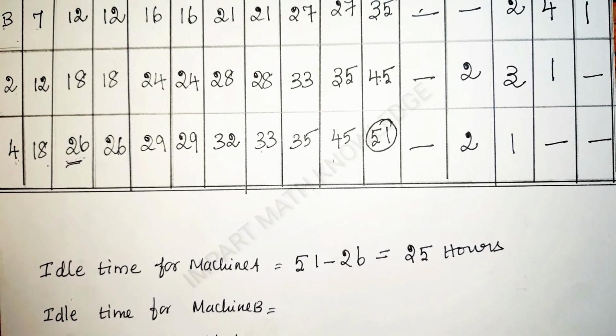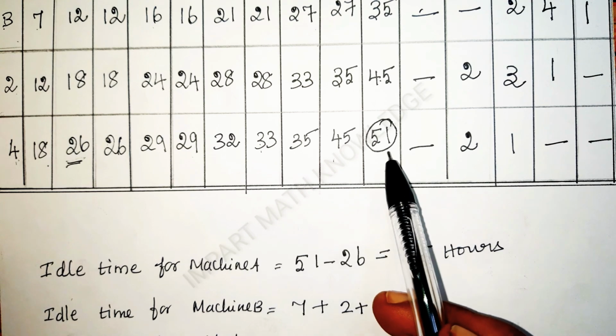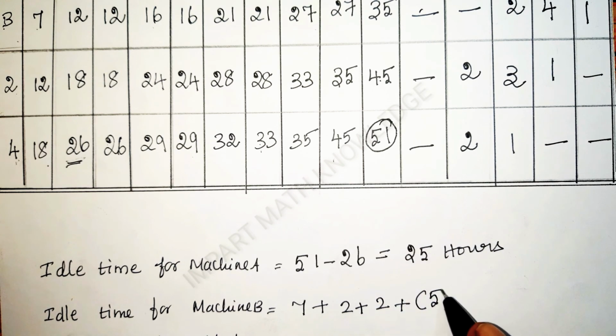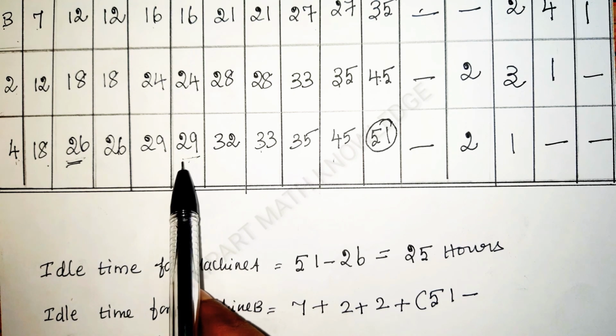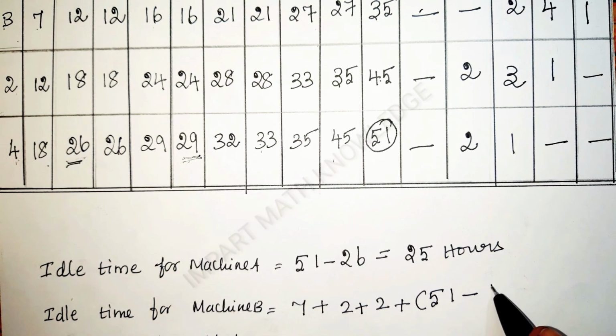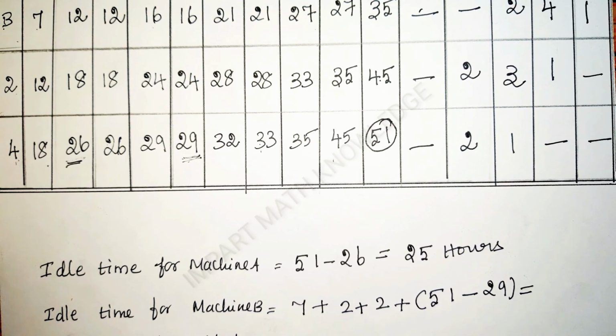Now the idle time for machine B is 7 plus 2 plus 2 plus the total processing time, which is 51. Machine B completes the work at 29. So 51 minus 29, so 33 hours. Idle time for machine B is 33 hours.